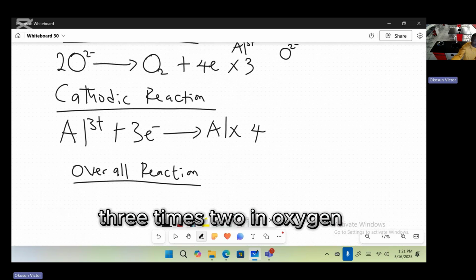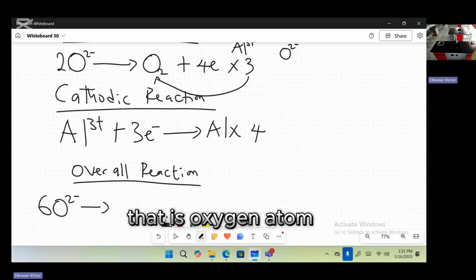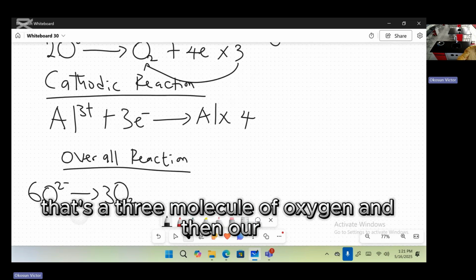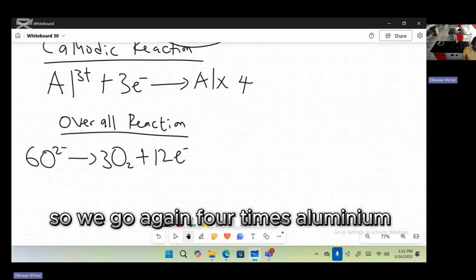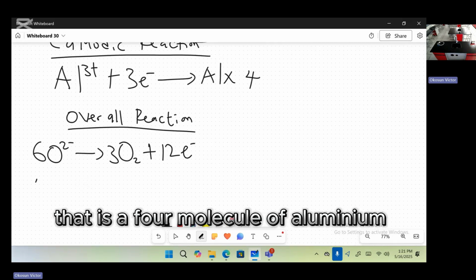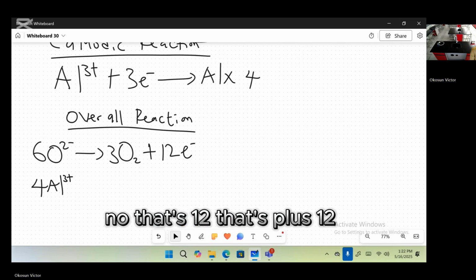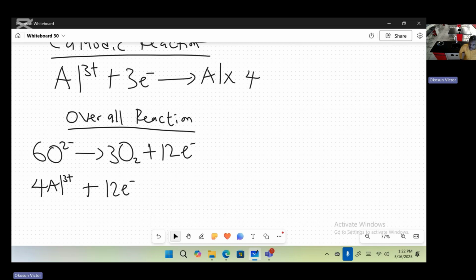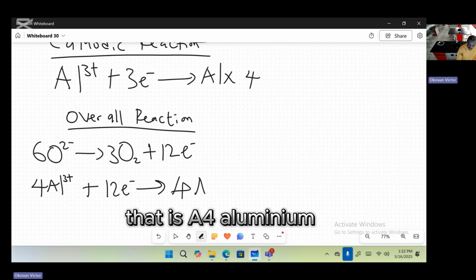So we go like this. 3 times 2 in oxygen, that is 3 oxygen ions. 3 times 2, that is oxygen atom, that's 3 molecules of oxygen. And then our electron, 3 times 4 electrons, that's 12 electrons. Alright, so we go again. 4 times aluminium, that is 4 aluminium ions. And then 4 times 3, that is 12. That's plus 12 electrons. And then we go again. 4 times aluminium atom, that is 4 aluminium.